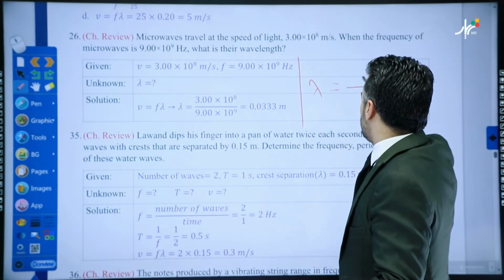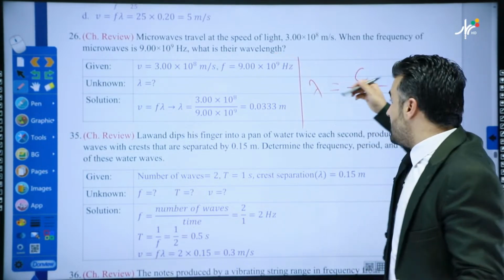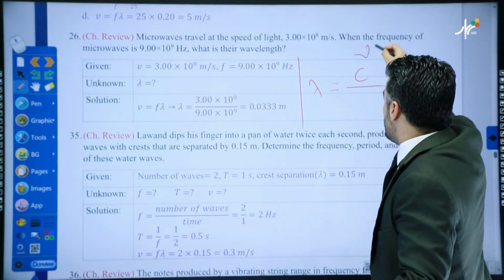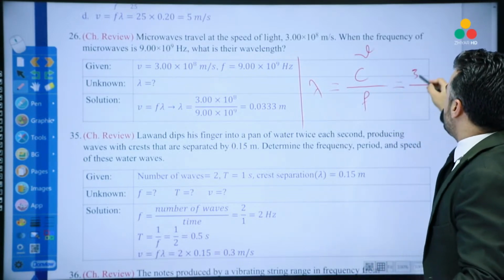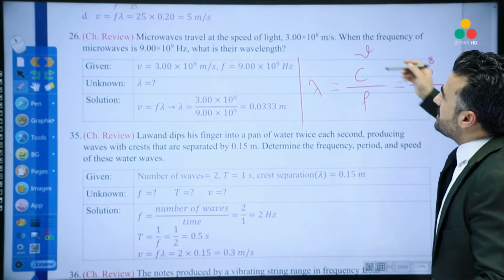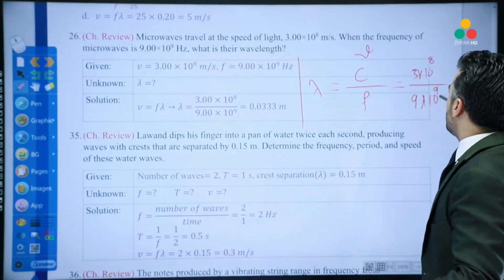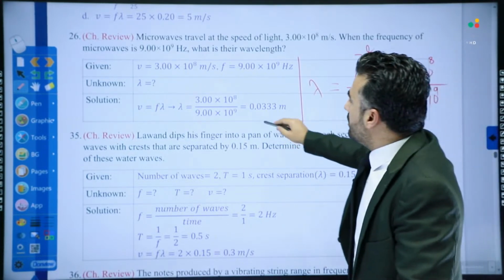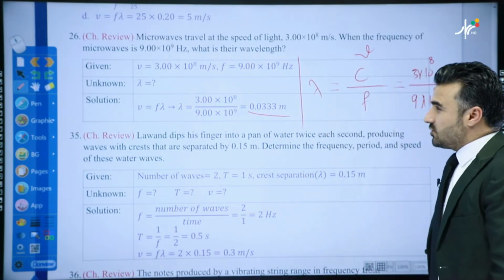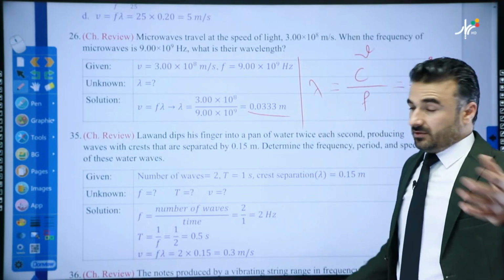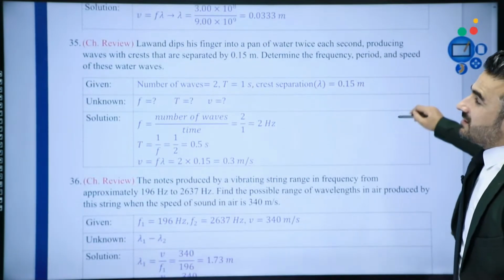So wavelength is equal to speed. Remember, since it is the speed of light, I can use c. If not, you could just go with v, that is also fine, divided by the frequency. So speed, that is 3 times 10 to the power 8 meters per second, divided by the frequency, which is 9 times 10 to the power 9 hertz. When you calculate that, you will get 0.0333 meter, or you could just say 3 times 10 to the power negative 2 meter. That was easy enough.